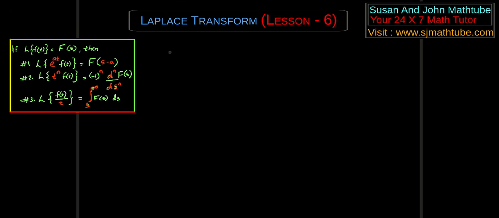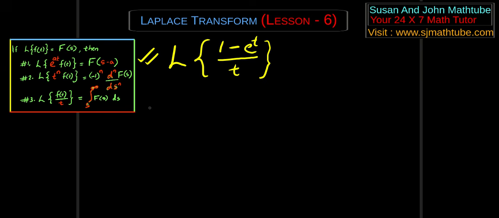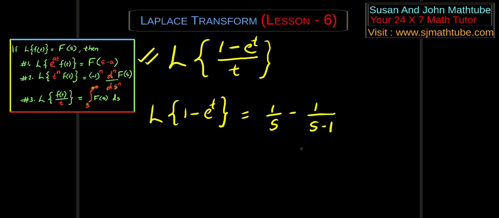Okay, the question is, please mark it important: find the Laplace of (1 minus e power t) the whole divided by t. So I hope you can see that last property, division by t. What I do is I will write Laplace of 1 minus e power t. What is Laplace of 1 minus e power t? 1 is 1 by s and e power t is 1 by s minus 1.